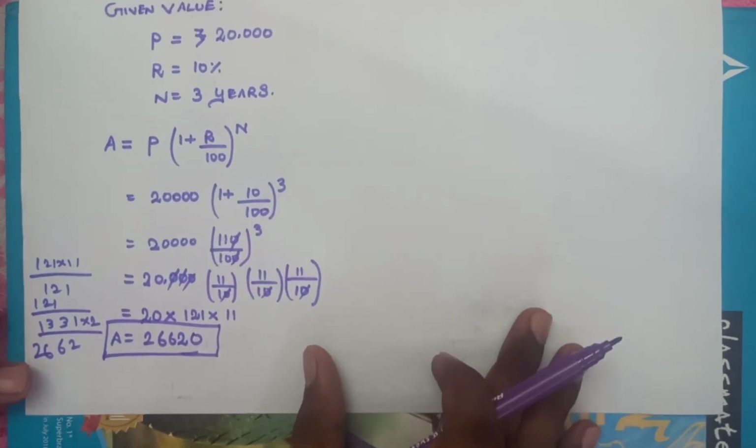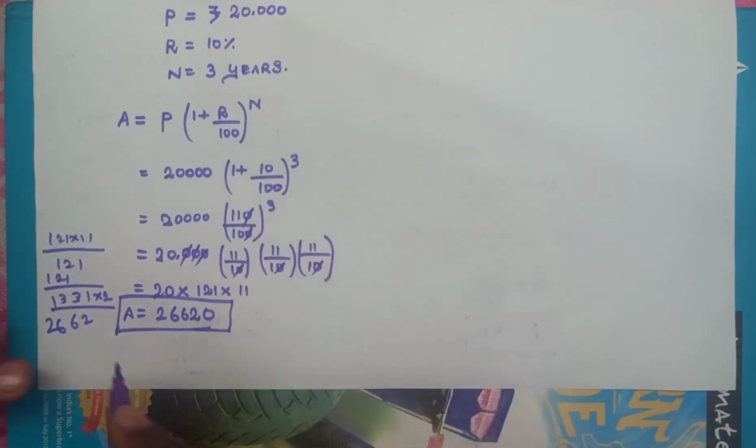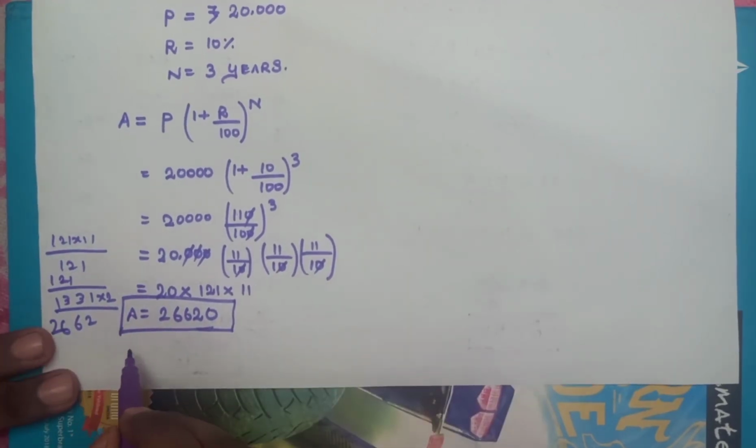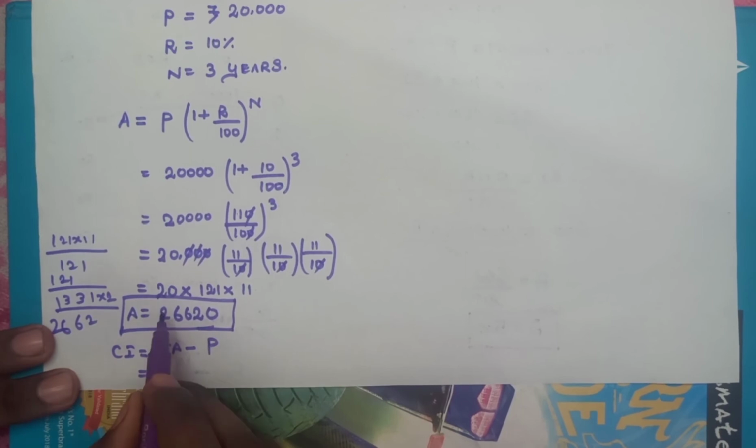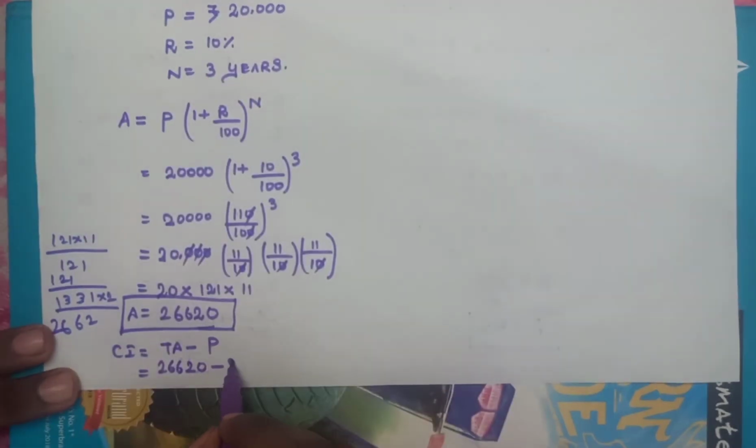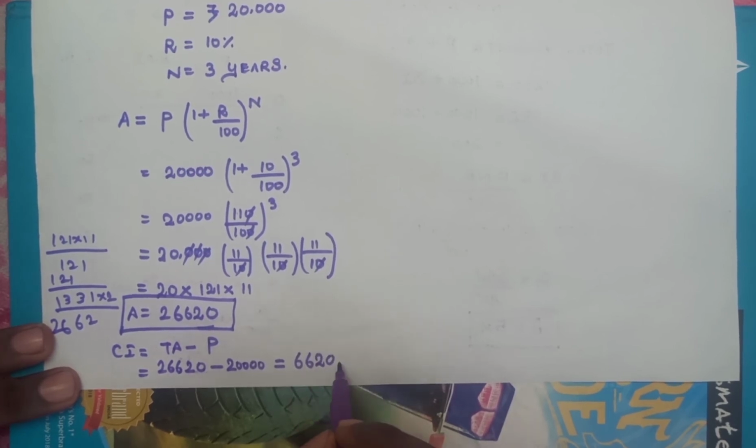But if they want to ask for compound interest, it's easy. The compound interest formula is compound interest equal to total amount minus principal. Here the total amount is 26,620 minus 20,000, which is your principal. That's equal to 6,620 rupees, which is your compound interest.